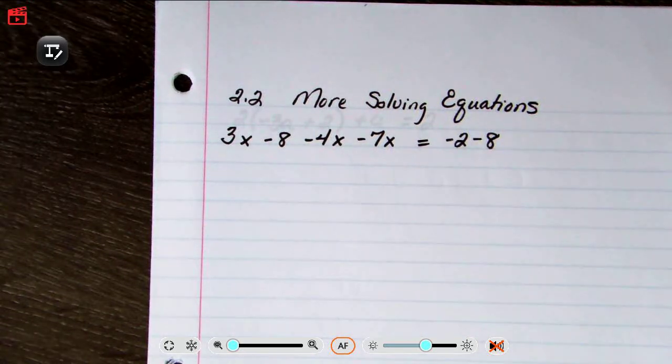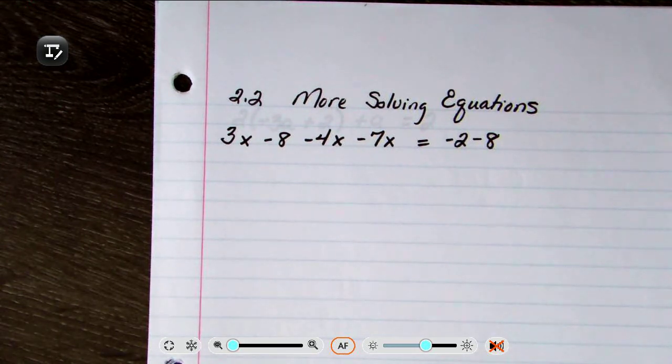Hi, we are going to be doing a few more solving equation problems. 2.1 did some very basic situations. I'm going to do a couple more examples from 2.2, which are a little bit more involved. I actually am going to try to do 2 videos with 4 problems each so that you can see some of the more involved things.